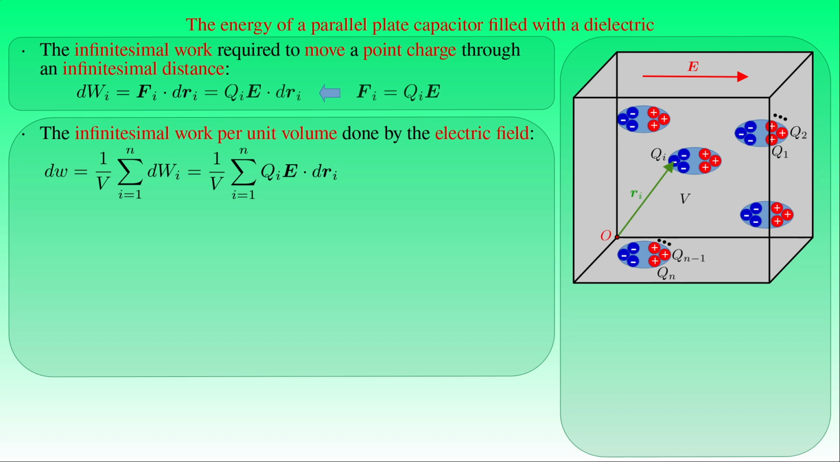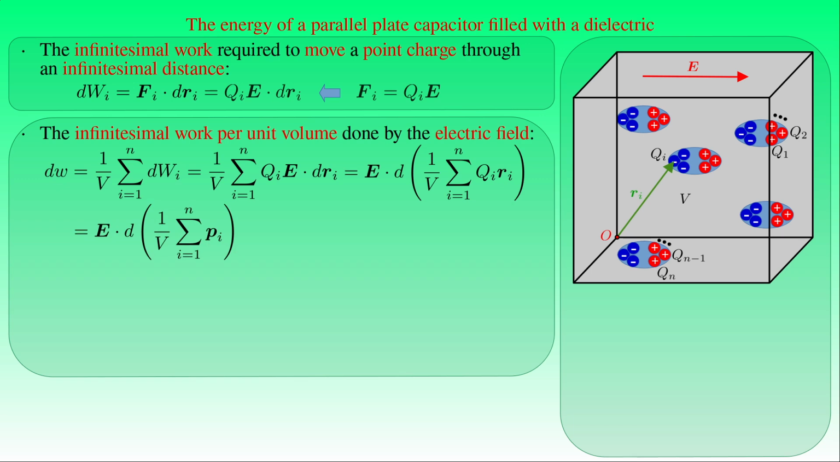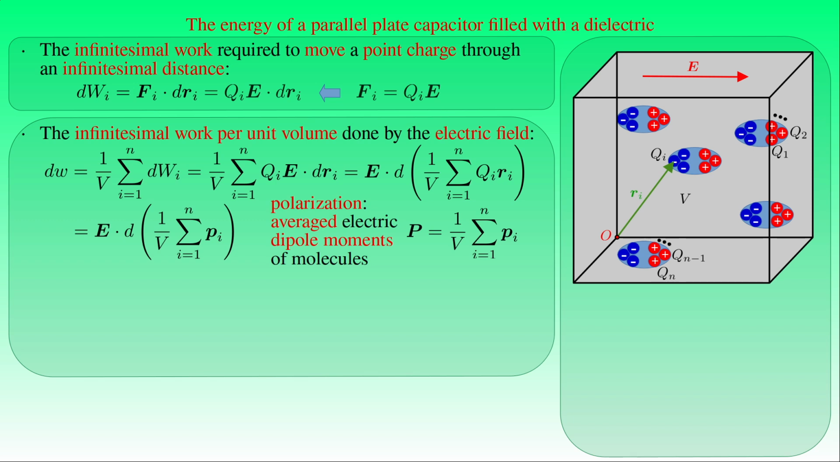Because the external field E is uniform in space, we can write the right-hand side as the dot product of the field strength E and the differential of a quantity given by 1 over the volume V, times the sum of the charge Qi times the position vector Ri of the point charge Qi from i equals 1 to n. Here the product of the charge Qi times the position vector Ri gives the electric dipole moment Pi of the point charge, and its sum averaged over the volume V gives the approximation of the polarization field P in that volume. As a result, the infinitesimal work per unit volume denoted by dW is equal to the dot product of the electric field strength E and the differential of the polarization vector P.